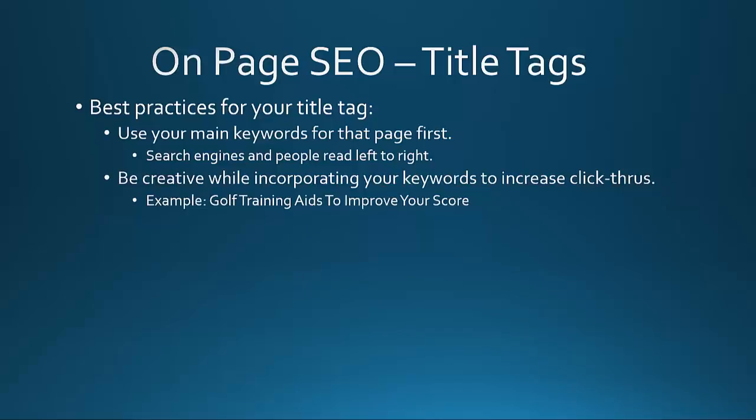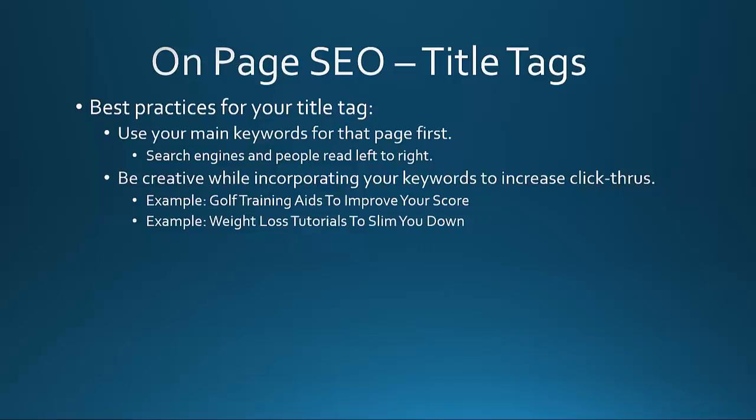So for example, golf training aids to improve your score. That's a really good title tag because it gives people an incentive. They're not just seeing golf training aids, but golf training aids that might improve their score. Or dating success tips that may change your life. Or dating success tips dash free ebook or something like that that's going to make them jump out.